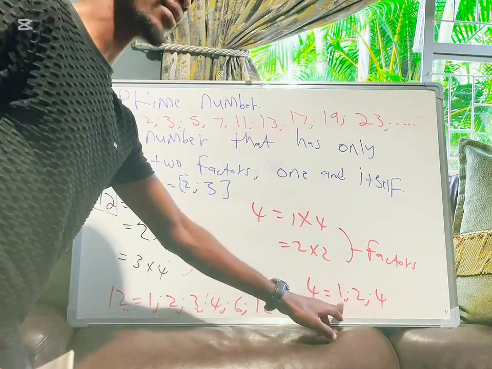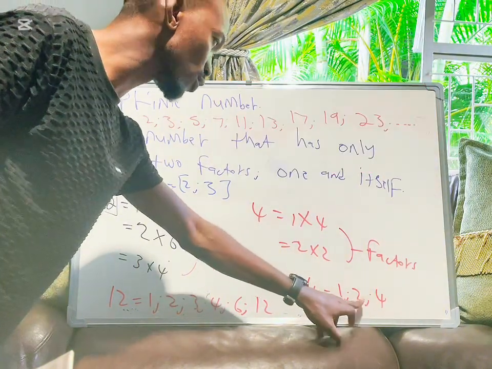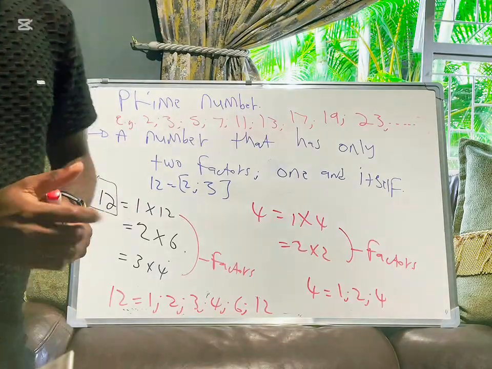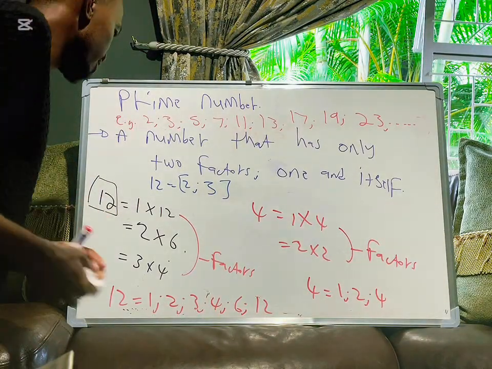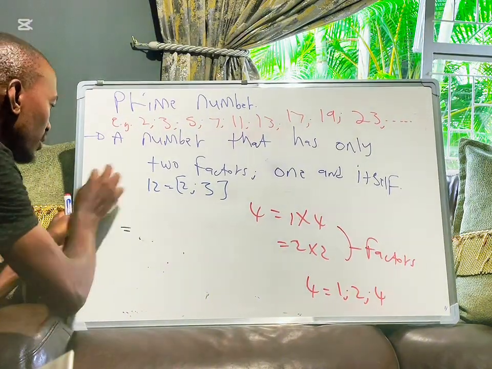So 1, is it a prime number? No. 2, is it a prime number? Yes. So our prime factor of 4 is only 2. You get? Yeah. That's how you find prime factors. Easy peasy lemon squeezy. Yeah? Okay.